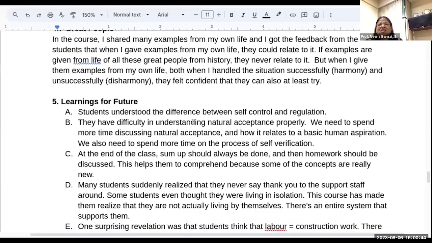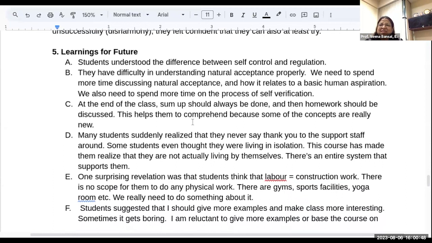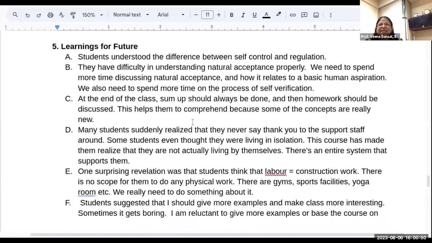Another feedback that I got was that the sum-up at the end of the class was very helpful, because then the entire picture becomes clear, and you have some homework, something to reflect on, and you can link everything up. I did not do it very well, but this is the feedback I got from the students, so we need to pay more attention to this part.